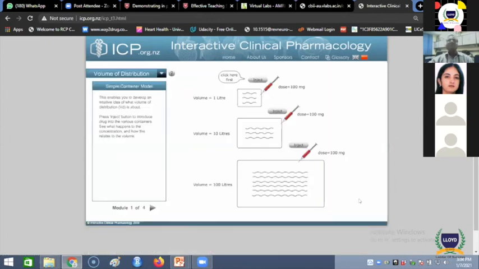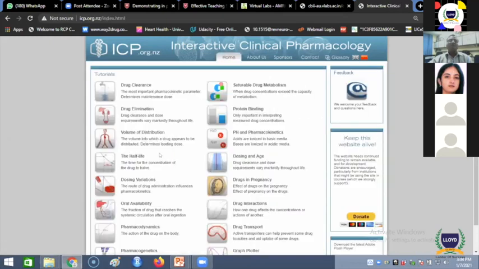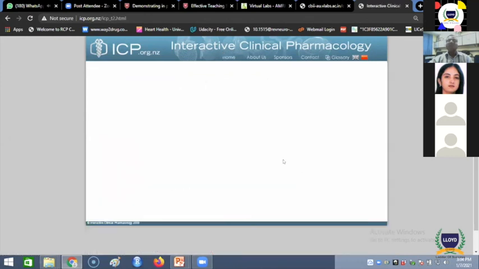See here, if you want to explain to your students the concept of volume of distribution, you can ask your student to just open this particular software and inject the drug here. If the drug is distributed like this, volume of distribution will be 1 liter, like this 10 liters, like this 100 liters. This is the simplest thing, but all the concepts of drug distribution along with their calculations have been shown here.